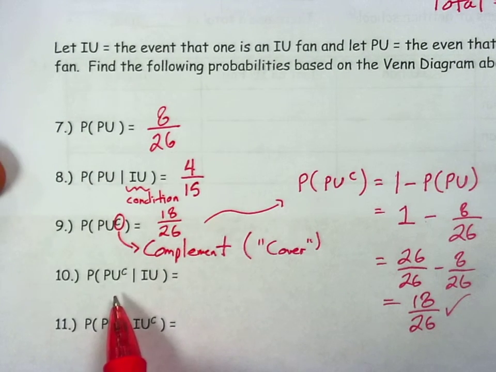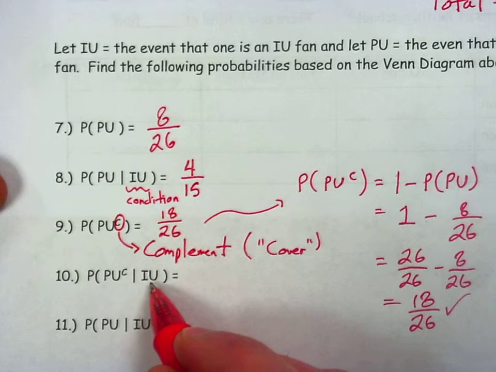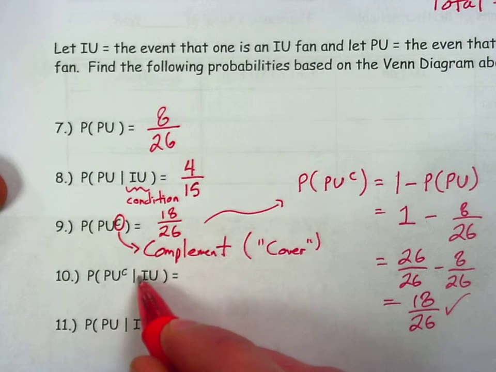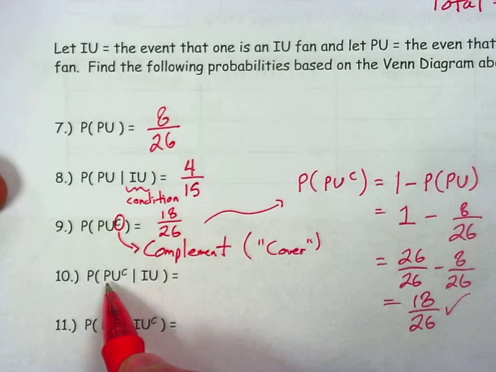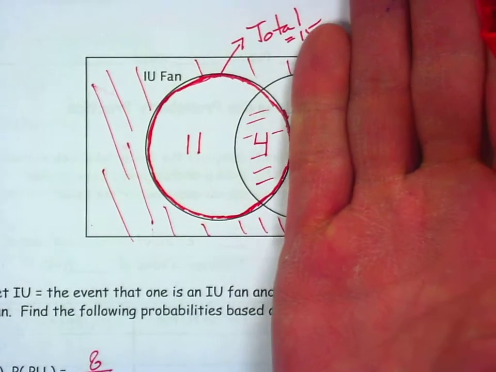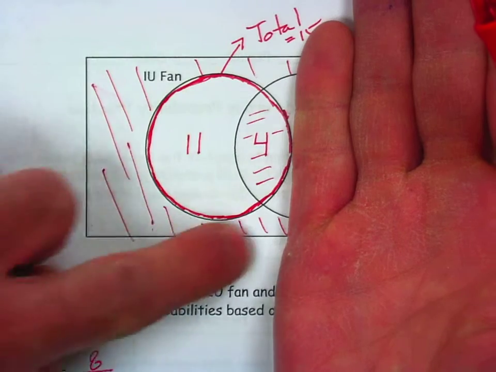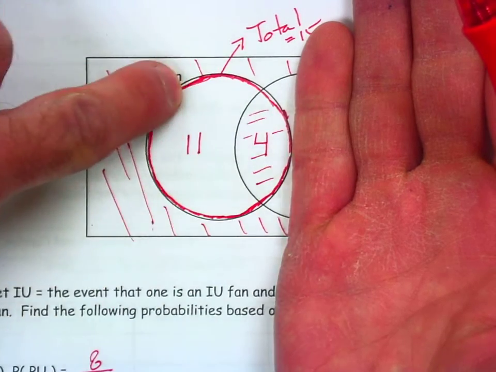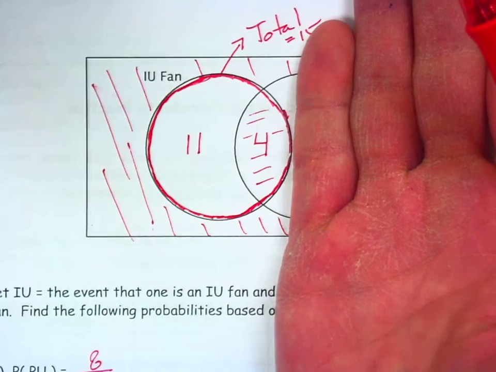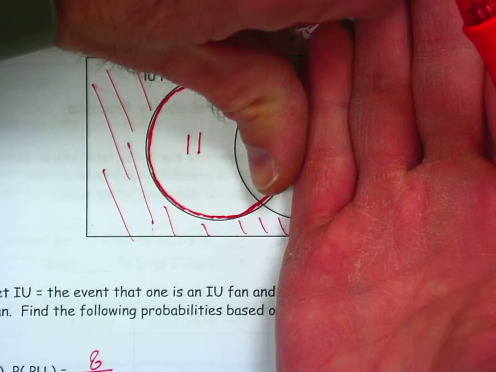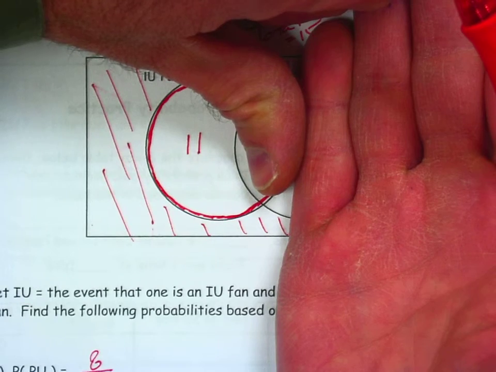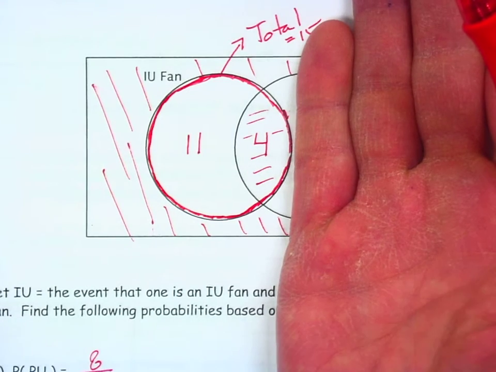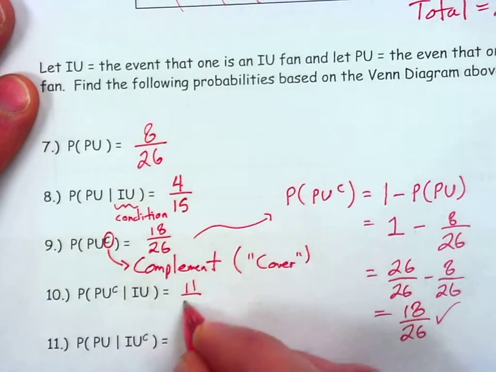So here's another conditional probability. Again, the condition is I'm interested in looking only within the IU circle, and I want individuals that are not Purdue fans. So in my diagram, here I am in the IU circle, so that's the condition. I am restricted to being within the IU circle, and I want the people that are not Purdue fans, so I'm going to cover up anyone that's a Purdue fan, and what I'm left with are those 11 out of the IU circle, which totaled 15. That would be 11 out of 15.